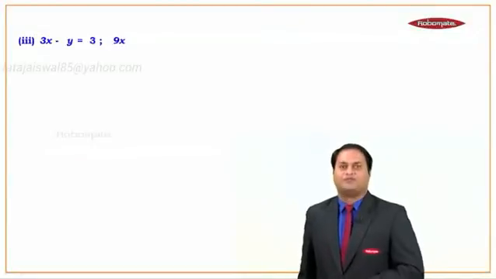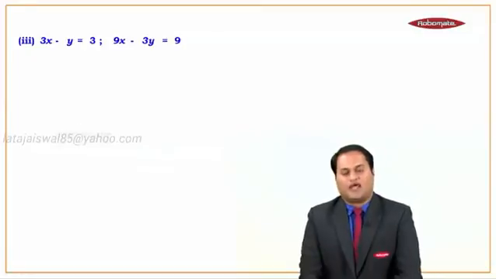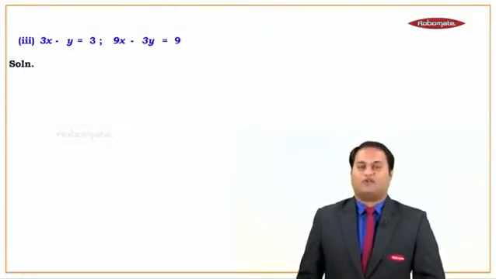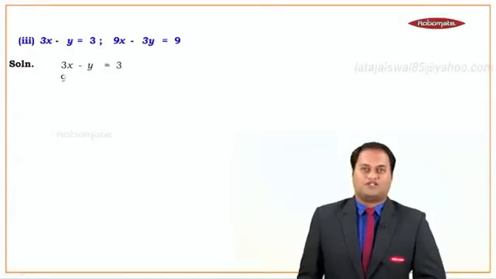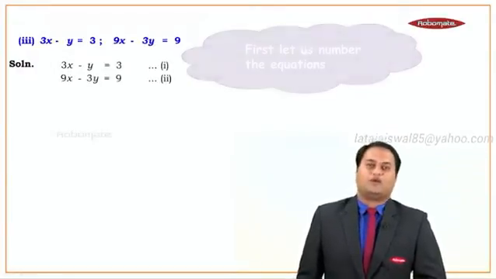Sum number 3. 3x minus y is equal to 3. 9x minus 3y is equal to 9. Let's solve it by substitution method. First, let us number the equations as equation number 1 and equation number 2.